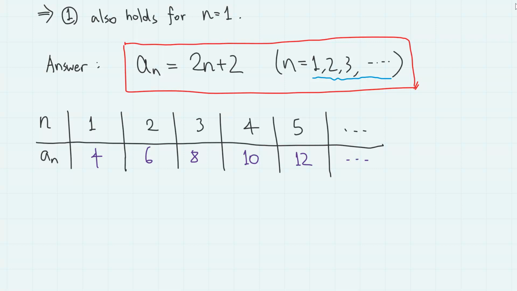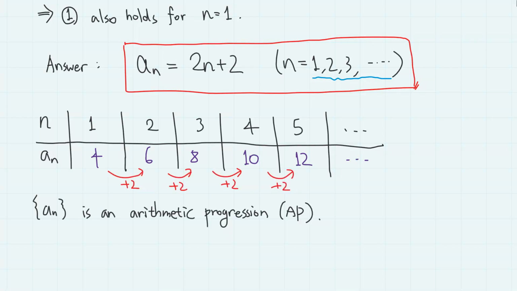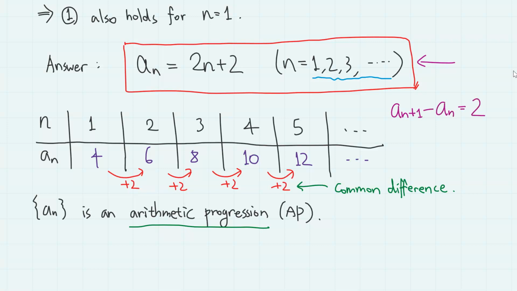Now, if you plug in some numbers to obtain the first few terms, you'll notice that an is an arithmetic progression with a common difference of 2. You can also verify that an is an arithmetic progression by using this result and showing that an+1 minus an equals 2 for all natural numbers n. Alright, now let's move on to the second problem.